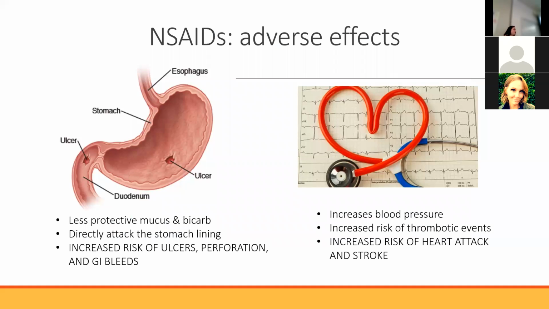So kind of breaking down into organ systems, the adverse effects in the stomach: you're not going to produce the mucus, as well as the bicarb that helps keep the pH regulated. So your stomach acid is directly attacking the stomach lining. So there is a risk for ulcers, perforation, GI bleed. It tends to be with chronic use. You're not going to get a GI bleed just by taking a bunch of an NSAID at once.